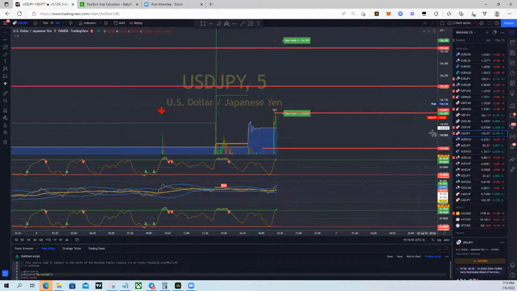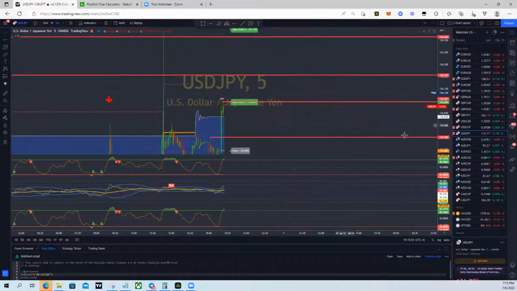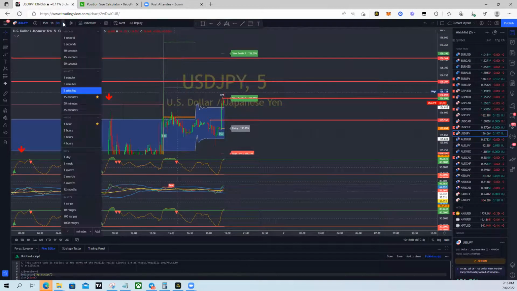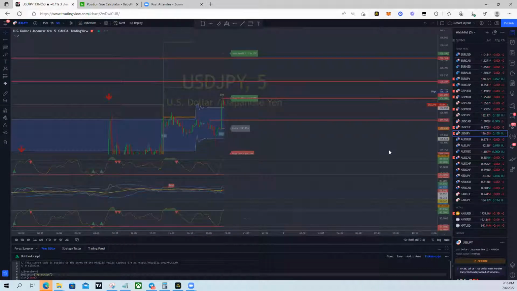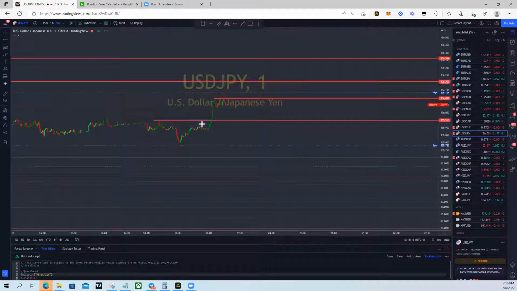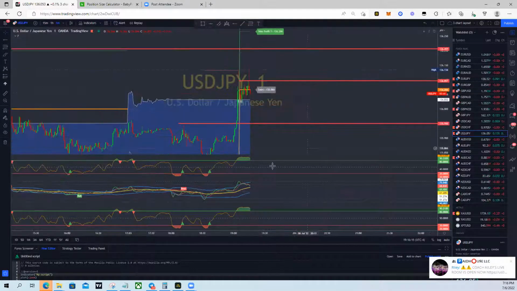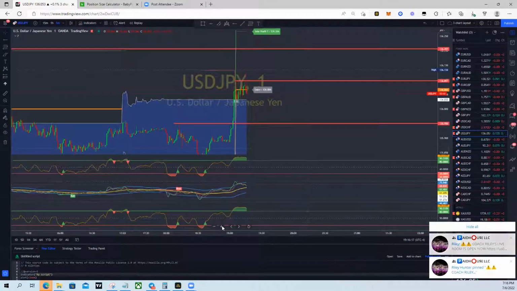Right now, we're getting a pullback on UJ to give us another entry, hopefully. So we're going to watch it, see what it does. Let's go back to the 1 minute chart. Here's our pullback. Got a quick 10 pips, if you missed the first entry.